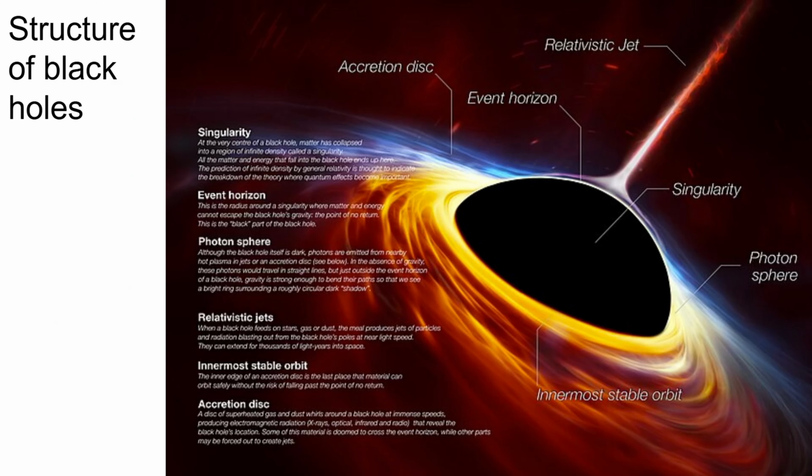Okay, so that leads us into the structure of black holes. So, in general, these are the structures of the black hole. You have relativistic jets, you have the event horizon, you have the singularity, you have the photon sphere, you have the accretion disk. It's not on this map, but if it's a Kerr or a spinning black hole, you'd have the ergosphere. And we're going to go into each one of these structures in detail.